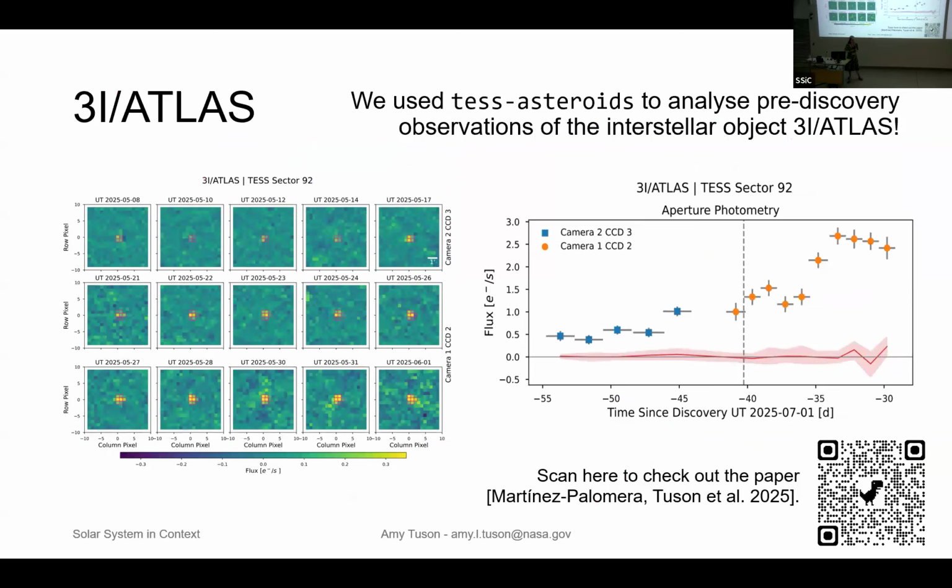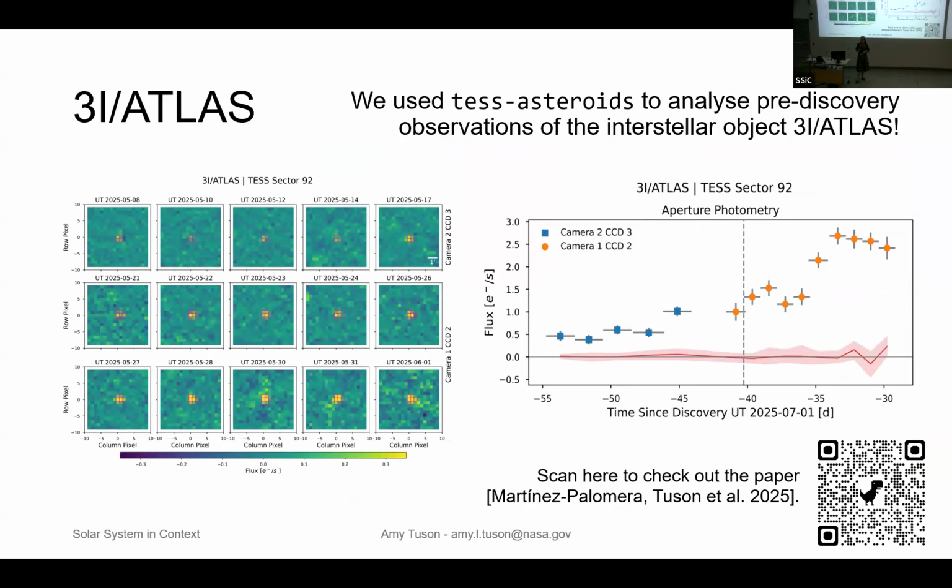But I just wanted to highlight one more thing, which is TESS asteroids can actually be used for any solar system object that moves through the TESS field of view, not just asteroids. So we applied it to the recently discovered interstellar object 3I Atlas, which was observed during TESS sector 92. So you see on the left, those image cutouts with our apertures again highlighted in pink, and on the right-hand side, that resulting light curve.